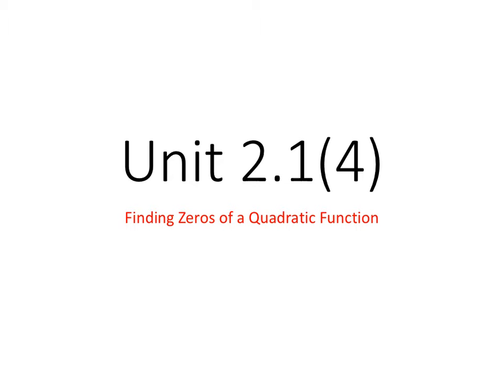Alright, so today our topic is Unit 2.1, Day 4, and what we're going to be doing is finding zeros of a quadratic function. Now we've already talked about zeros a little bit. There are several names that we can use for zeros. One of those was solutions, and that's what we're going to be playing with today. We also know these as x-intercepts. And the last one was we also know these as factors.